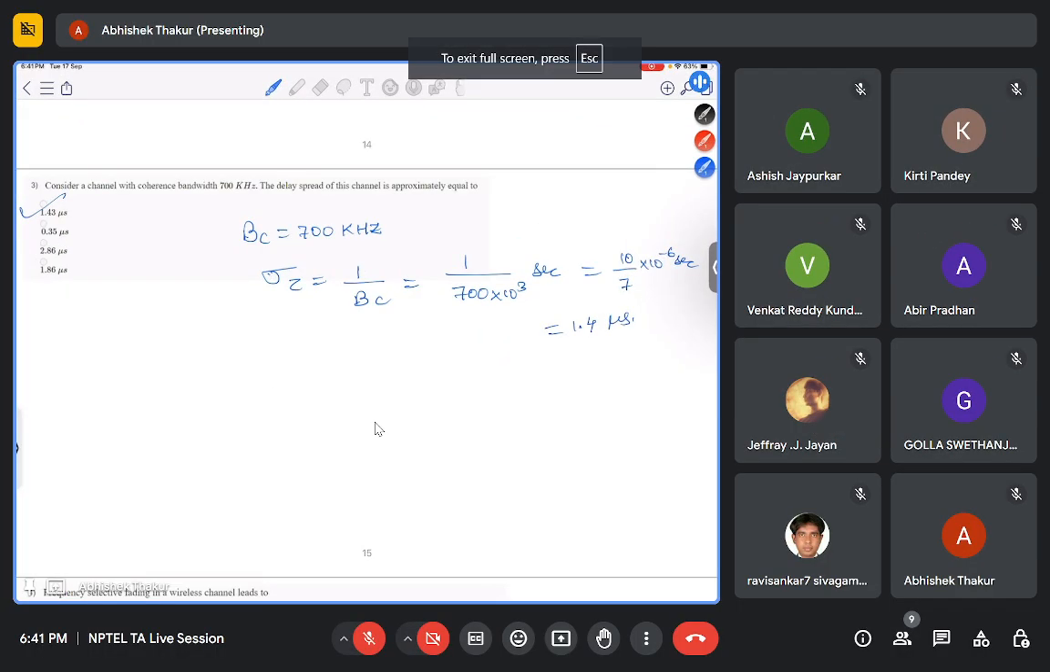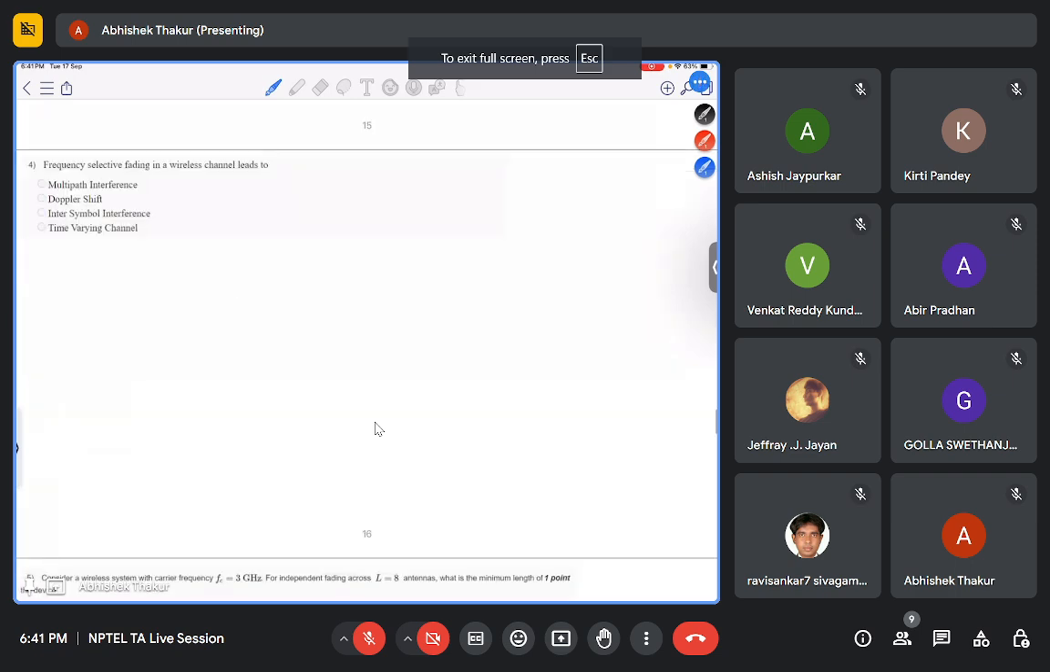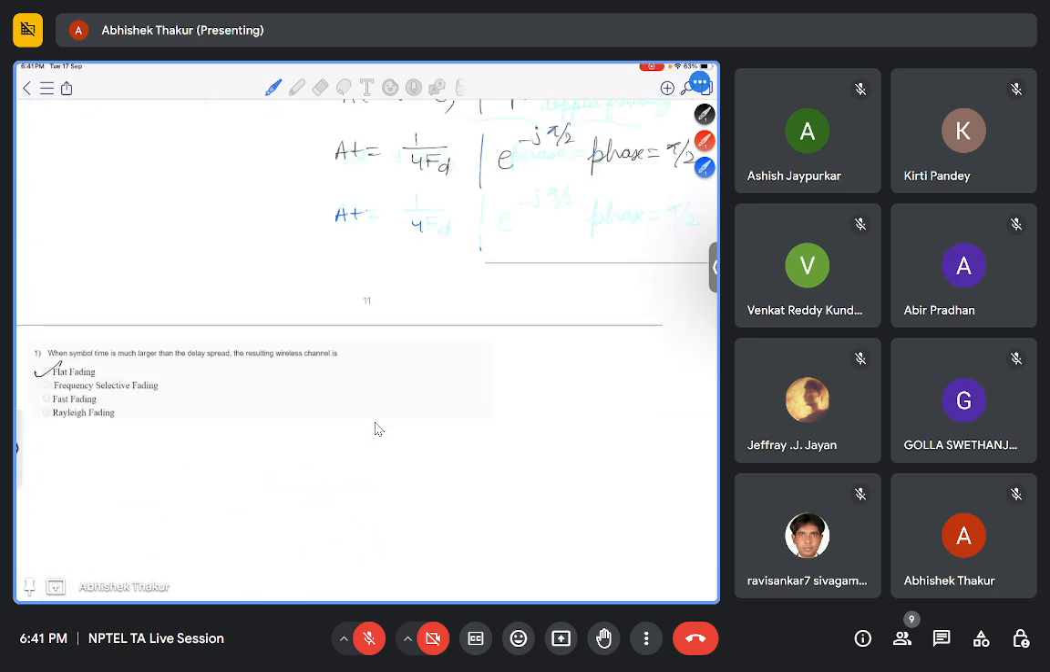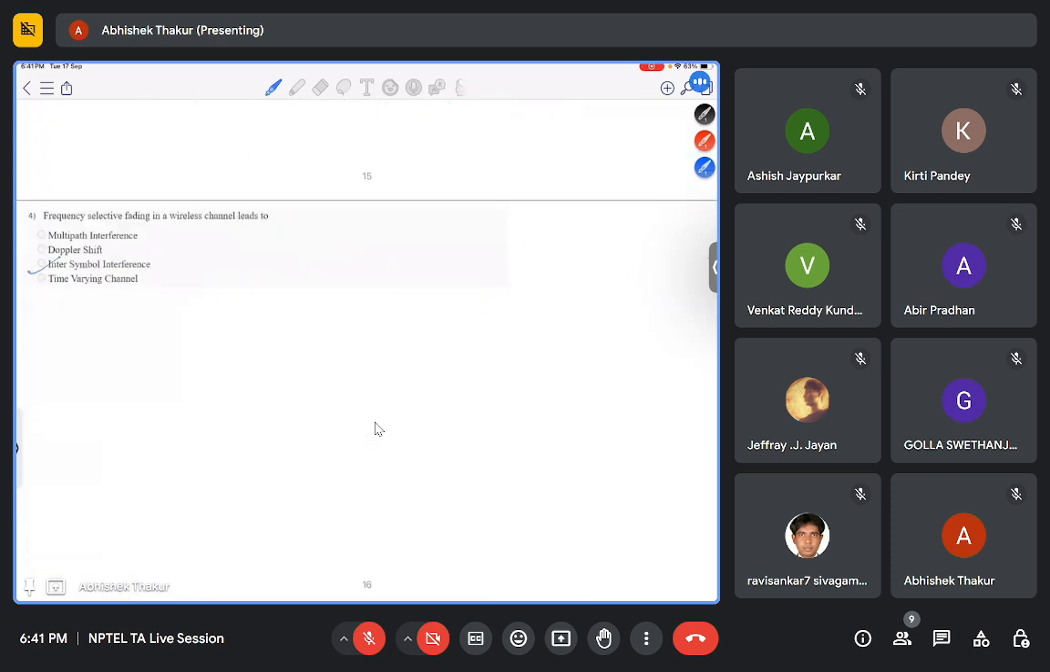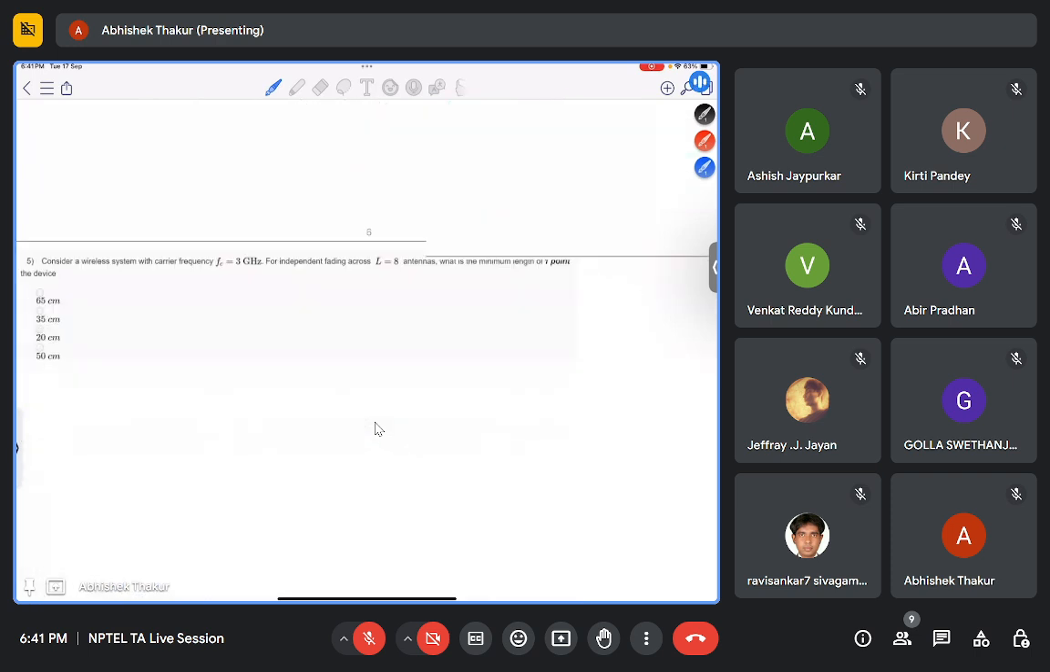So now we'll move on to the next question. The frequency selective fading in wireless channel leads to. So it leads to inter-symbol interference. We have already studied here that frequency selective distortion leads to inter-symbol interference. Why? Because the symbol bandwidth is greater than the channel bandwidth, so the signal is not reconstructed properly at the receiver end.